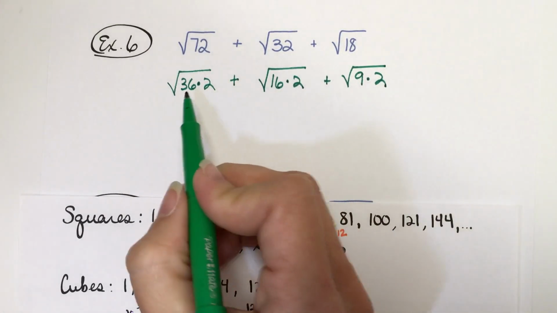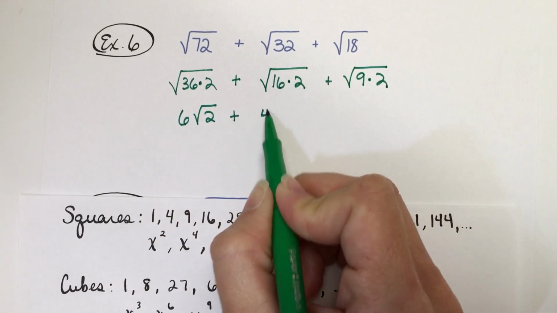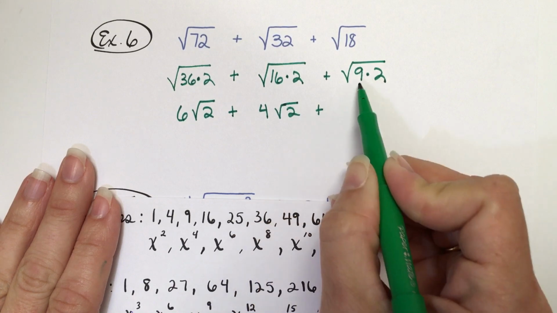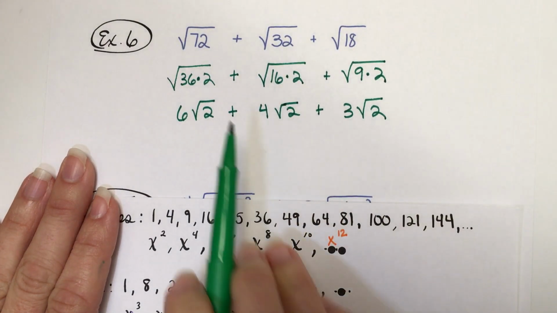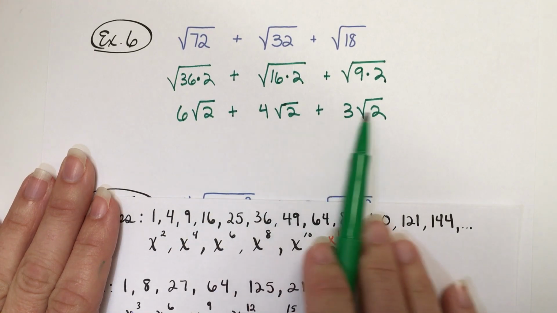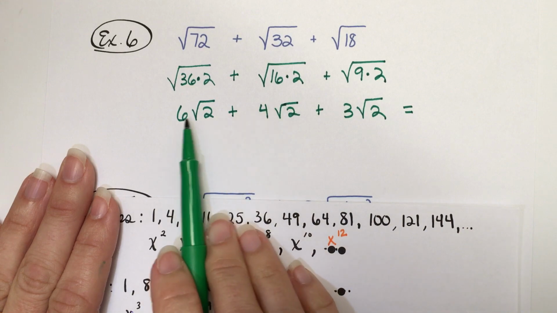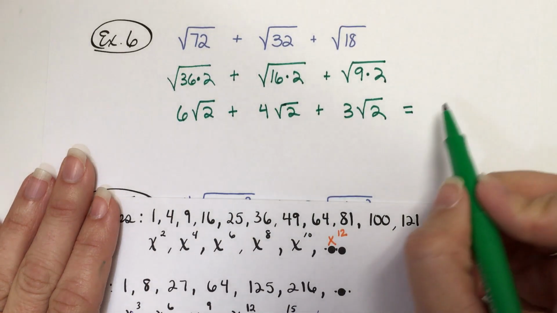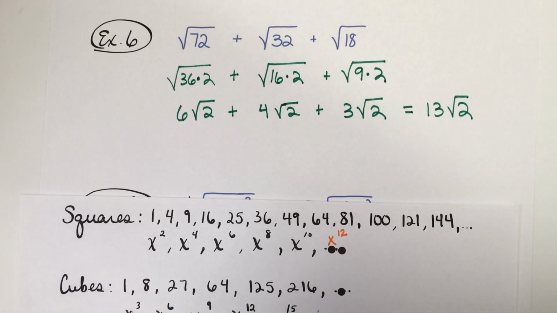Okay, so the square root of 36 is 6. Square root of 16 is 4. Square root of 9 is 3. Okay, so now that we've simplified, they're all left with 2's underneath, which means you can combine all 3 of them together. So you just do the 6 plus the 4 plus the 3. So that's going to give us 13 square root 2.